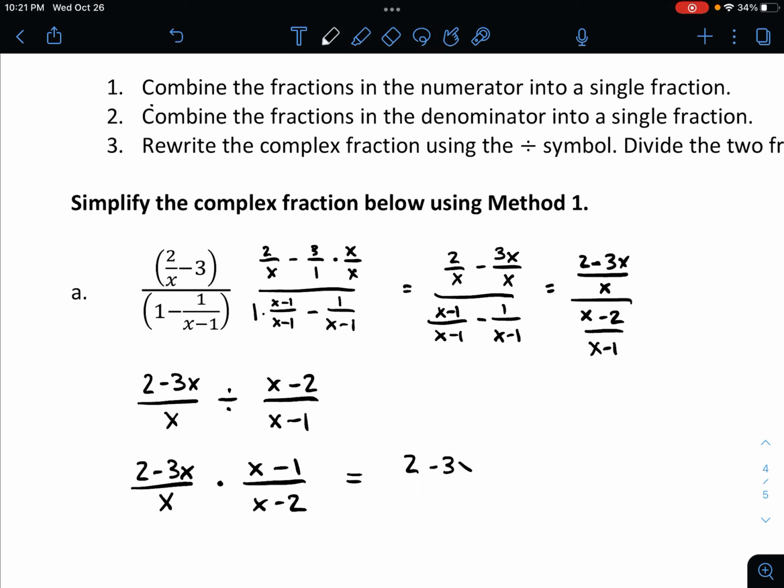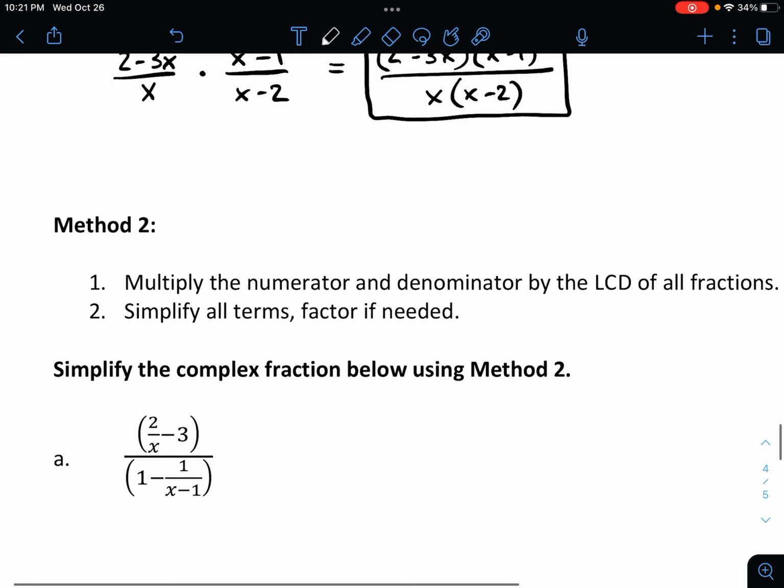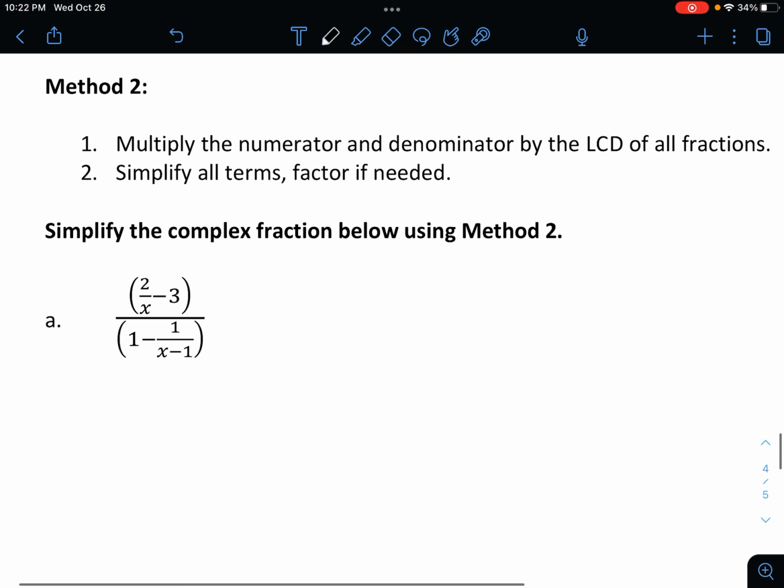We've got 2 minus 3x times x minus 1 all over x times x minus 2. All right, and that is going to be our final answer. For this one, you do not have to find the domain. All right, so we just simplified that, and we are all good. That's method 1. Method number 2 is to multiply the entire numerator and the entire denominator by the LCD of all the fractions.